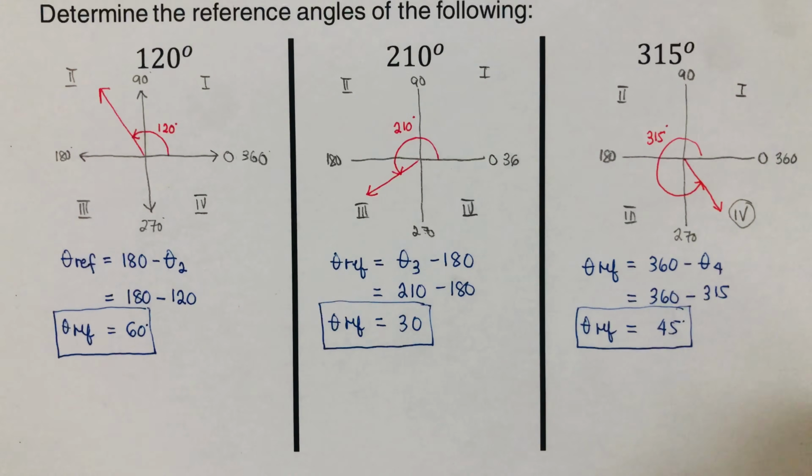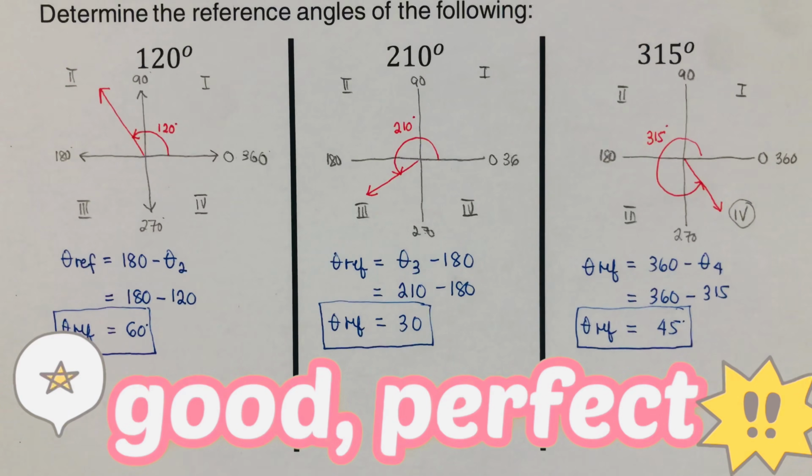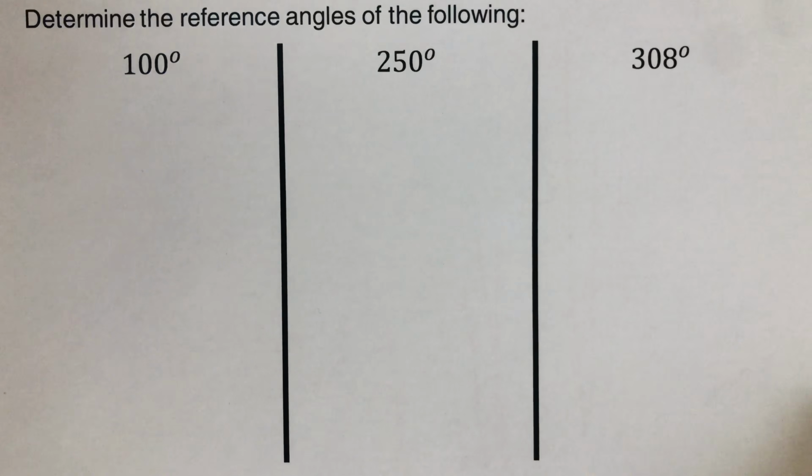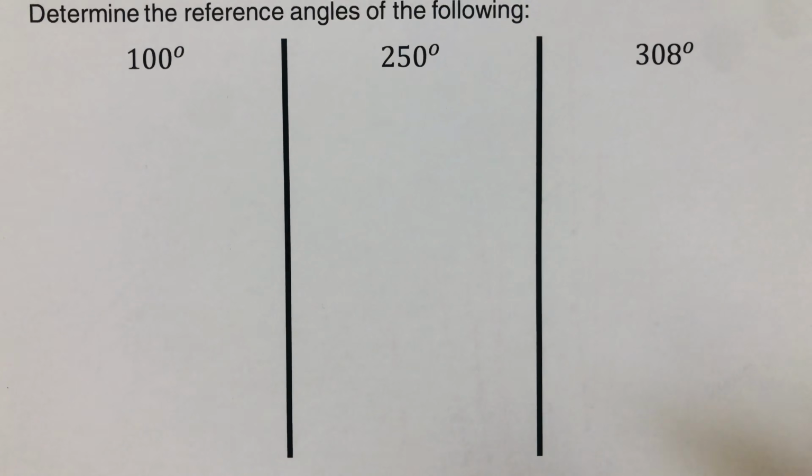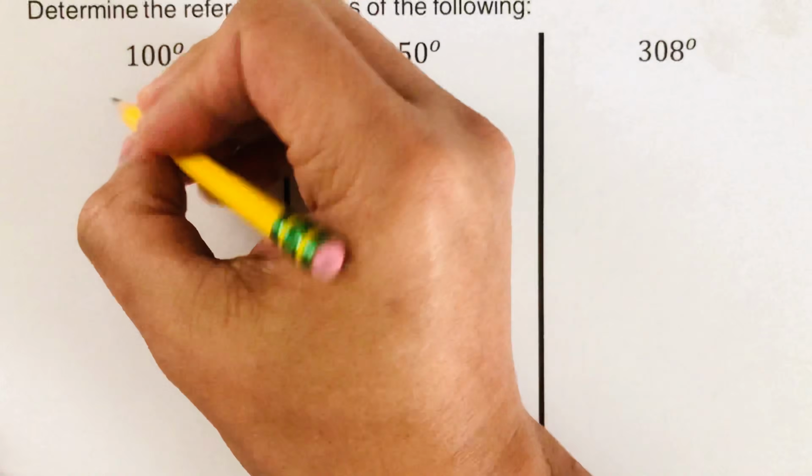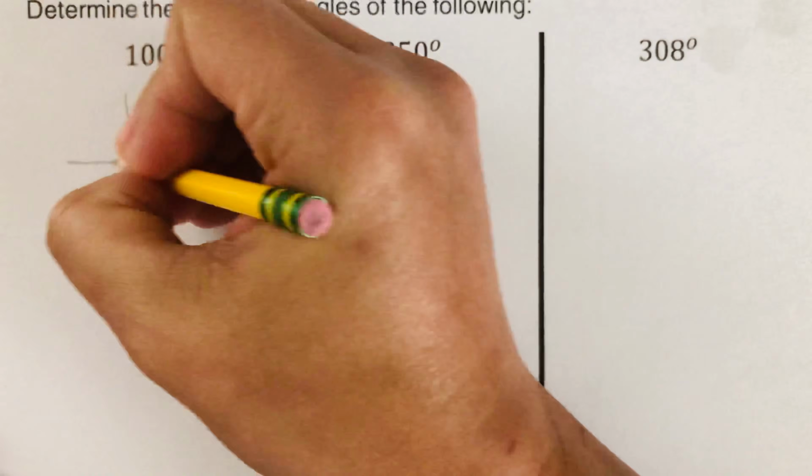Did you get the same answer as this? Good, perfect. Now let's move on to the next example right here. So suppose we have 100 degrees. What is the reference angle for this? So it's pretty much the same thing. We are going to draw the x and y axis.